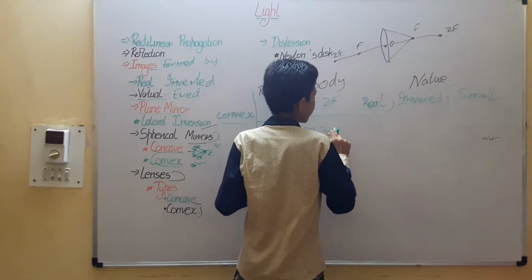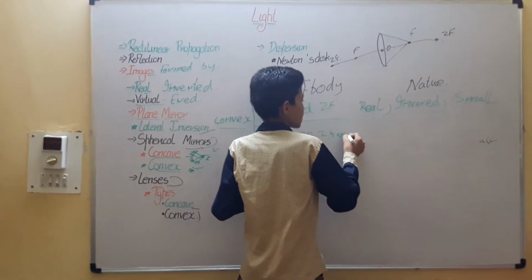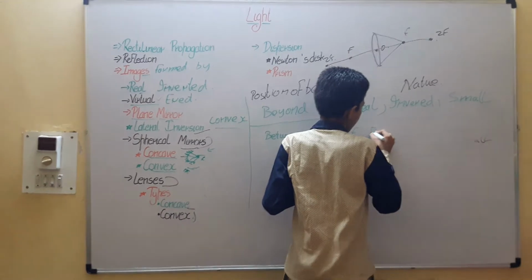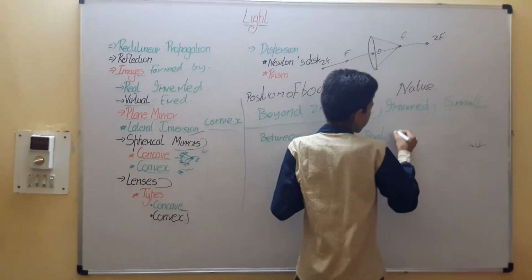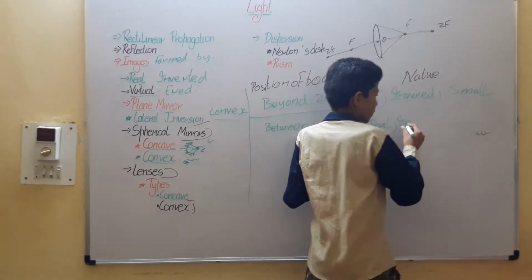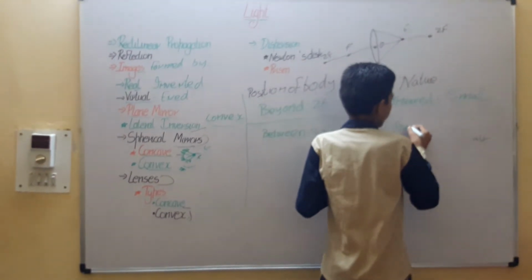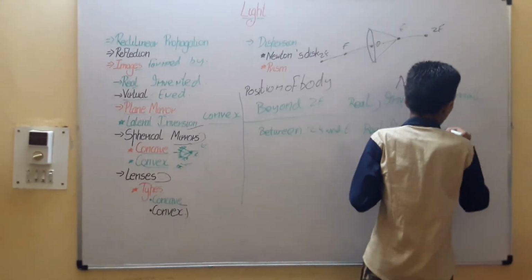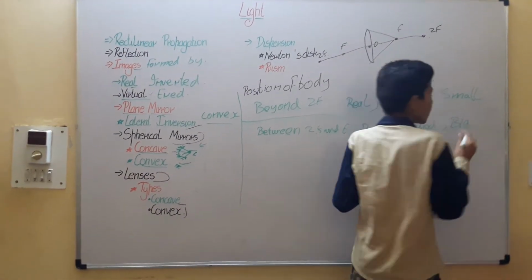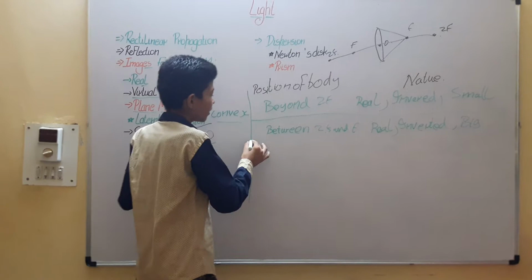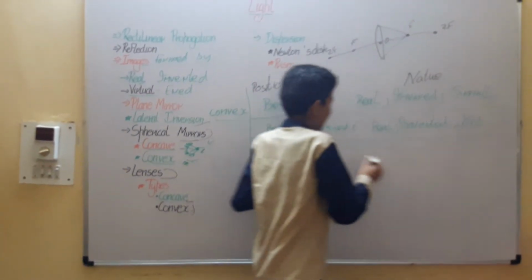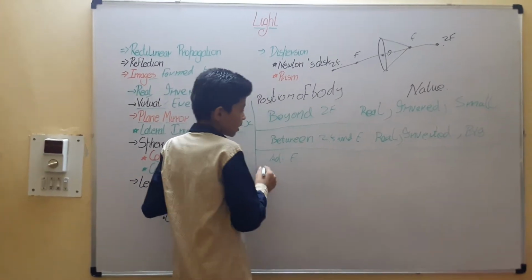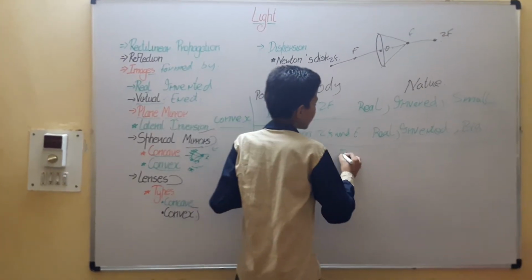Then when the body is between 2F and F, the image formed is real, inverted, and big in size.